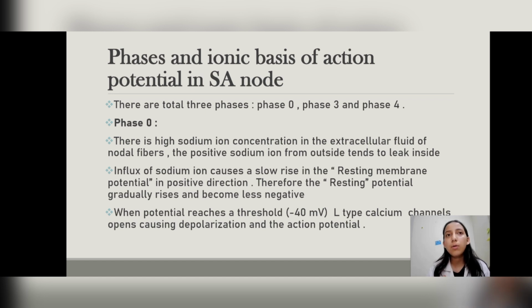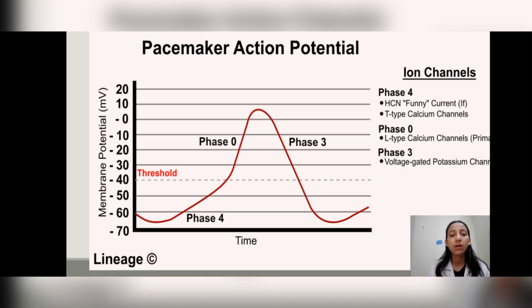यहाँ पे बेसिकली क्या बोला जा रहा है कि जो नोडल फाइबर्स होते हैं उनके जो एक्स्ट्रा सेलुलर फ्लूइड होता है उसमें जो सोडियम की कंसंट्रेशन है दैट इज वेरी हाई ड्यू टू विच द सोडियम टेंड्स टू एंटर इनटू द मेम्ब्रेन. The influx of sodium ion causes a slow rise in the resting membrane potential in positive direction. Therefore, the resting potential gradually rises and becomes less negative. When potential reaches a threshold of minus 40 millivolt, the L-type calcium channels open, causing depolarization and action potential. We will see into the graph. So this is phase 0.